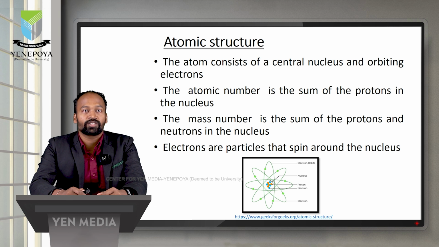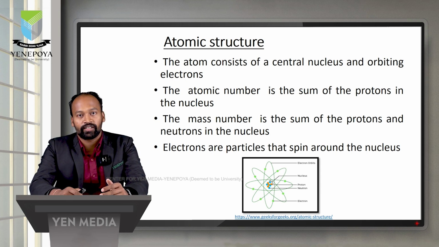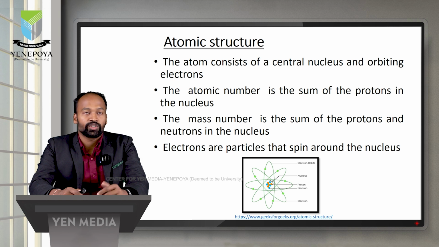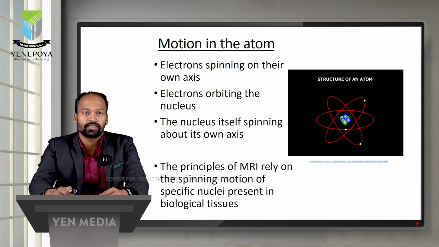So, coming to the atomic structure. The atom consists of a central nucleus and the orbiting electrons. As we can see in the picture, electrons are present in the atom on their orbit, then the nucleus is present, and the nucleus has protons and neutrons. The atomic number is the number of protons in the nucleus, and the mass number is the sum of the protons and the neutrons in the nucleus. The electrons are the particles that spin around the nucleus.